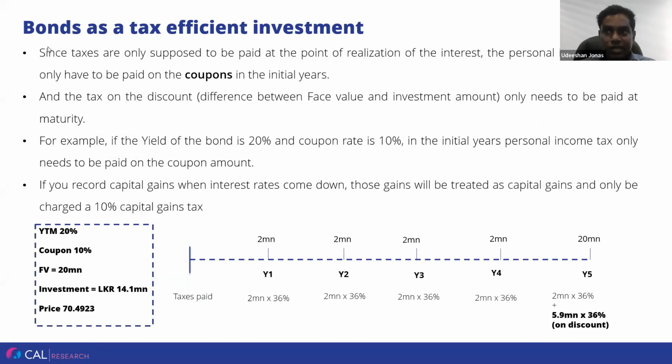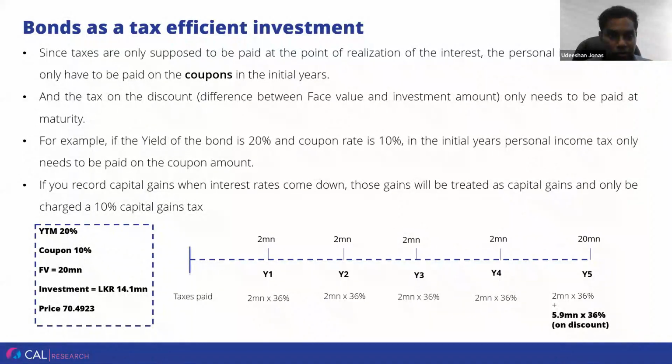So in the initial years, you're only getting the coupons as cash to your hand. And as I mentioned, only during the realization of the interest do you have to pay taxes. The discount you only get at the end of the maturity, so you're postponing the tax to the maturity period. So effectively, the tax that you're paying is less than what you would pay on a typical bank deposit.